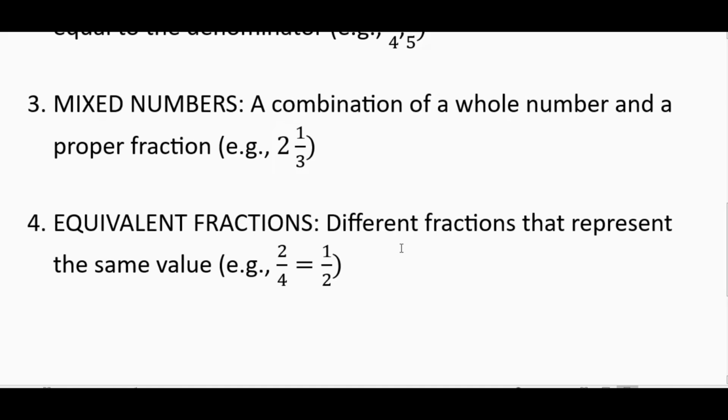Lastly, we have the equivalent fractions. Different fractions that represent the same value are known as equivalent fractions. For example, we have 2 over 4, which is a proper fraction. It is equivalent to 1 over 2. That simply means when you divide 2 by 4 and you divide 1 by 2, you are going to have the same answer. Try this out. 2 divided by 4 gives you 0.5, and 1 divided by 2 gives you 0.5. So try this out and see that equivalent fractions are different fractions that represent the same value.